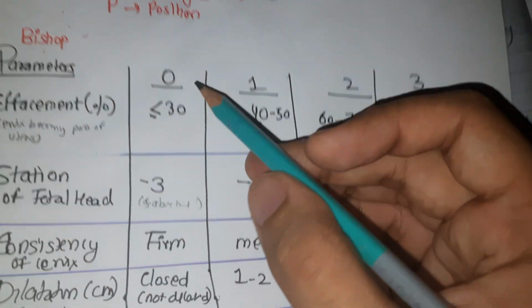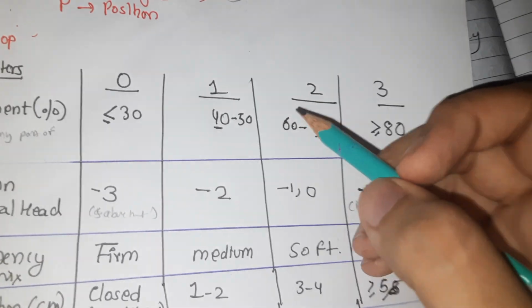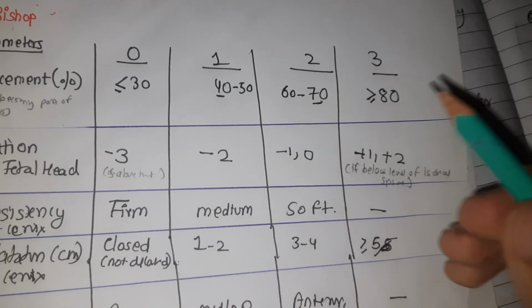If it is less than 30, 0. 40 to 50, 1. 60 to 70, 2. And if more than 80, 3.